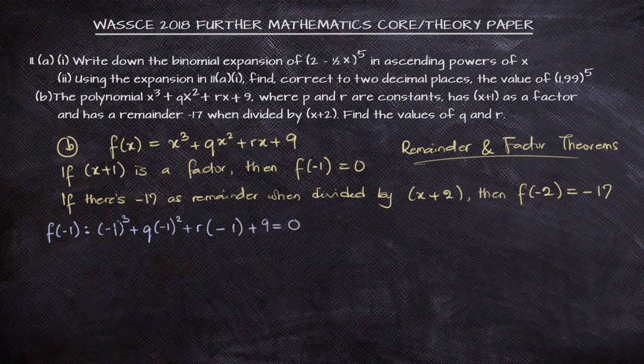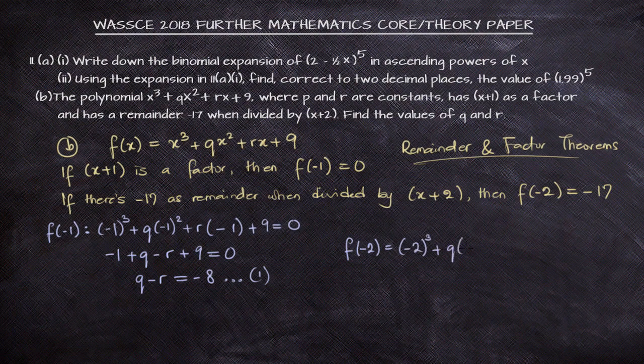If you are to express this, a negative number raised to power 3 will be negative, because 3 is an odd number. So we have minus 1. Minus 1 squared is 1. 1 times q is q. r multiplied by minus 1 is minus r, plus 9 is 0. So we have q minus r is equal to minus 8, because minus 1 plus 9 is 8. When it crosses to the other side, it is minus 8. We have equation 1.